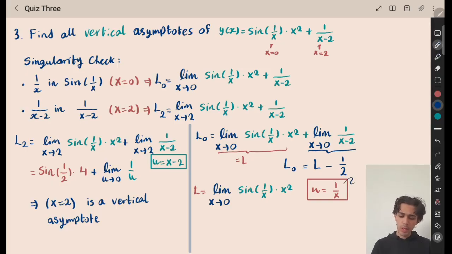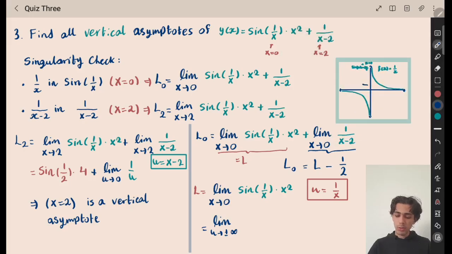First question is, if x tends to 0, then where does u tend to? U tends to plus or minus infinity, right? Because you take the limit, it's obvious you're going to 0. We literally just showed ourselves the graph. You go to 0, so you go up and down.